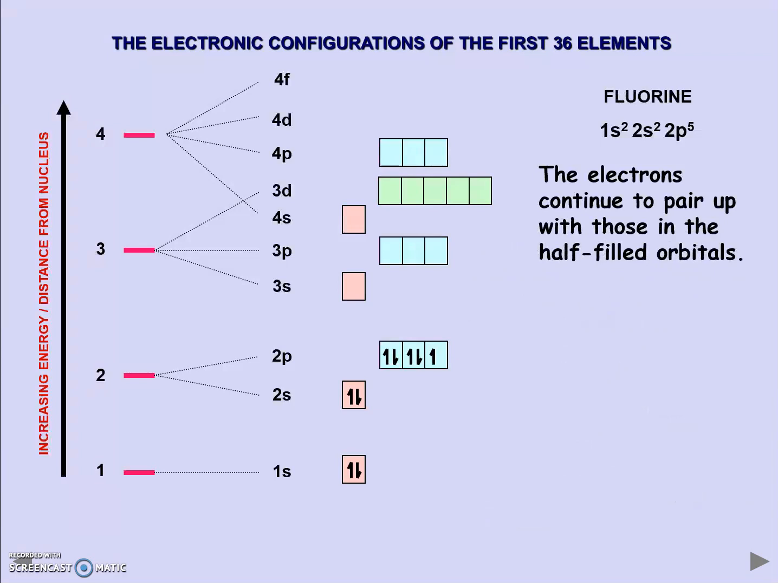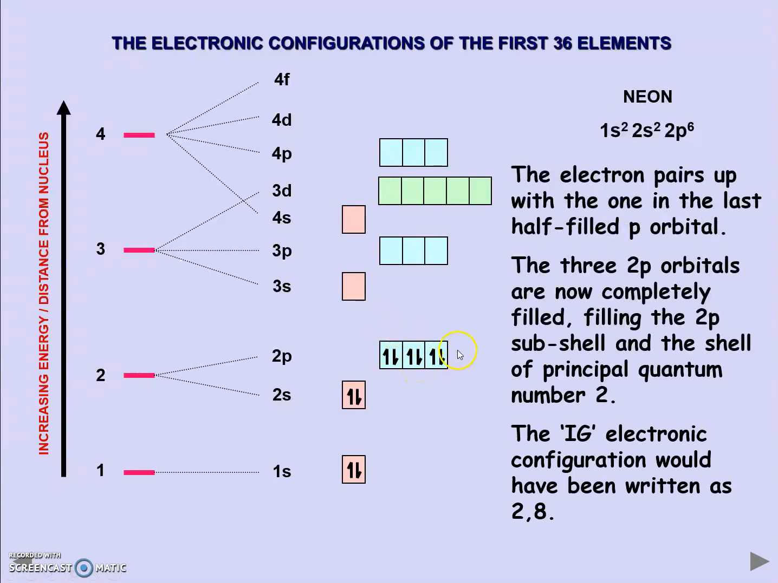So, okay, we get to fluorine. Fluorine follows the same rules. We just put the fifth electron of the p subshell into this second orbital here, and then similarly when we get to neon, we've now filled our p subshell, and our electron configuration is written as 1s2, 2s2, 2p6, where the big number represents the energy level, the letter represents the subshell, and the superscript number represents the number of electrons in each subshell.